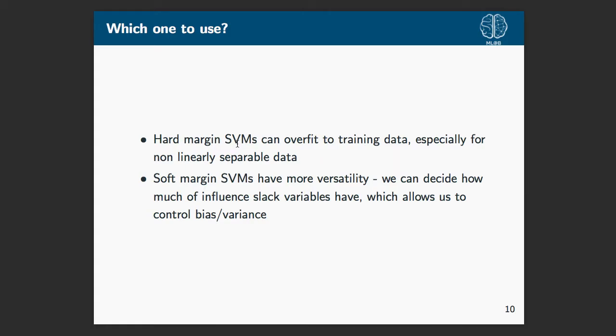Hard margin SVMs, like I mentioned before, can overfit to training data, especially if the training data is non-linearly separable or very noisy. Whereas soft margin SVMs have a lot more versatility, and because we have slack variables, we can choose how much we're allowing the decision boundary to misclassify the training points, and that allows us to control the bias and variance.